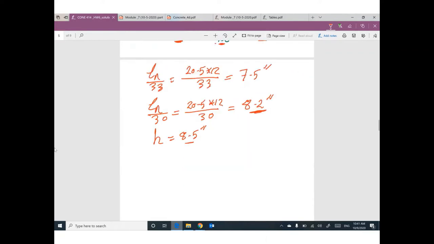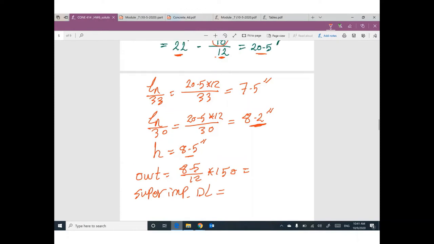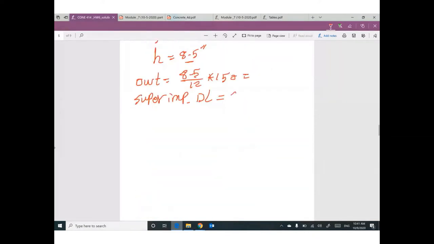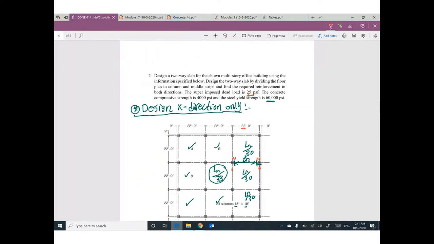Self-weight of the slab: this thickness divided by 12 times 150. Superimposed dead load, what is the value? Is it given? Yes, 25. Live load is not given.